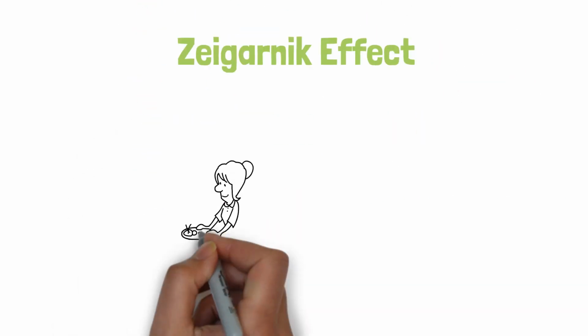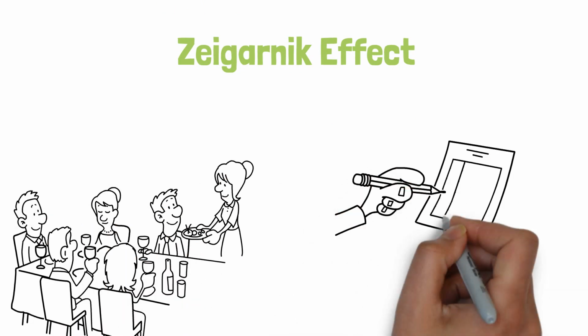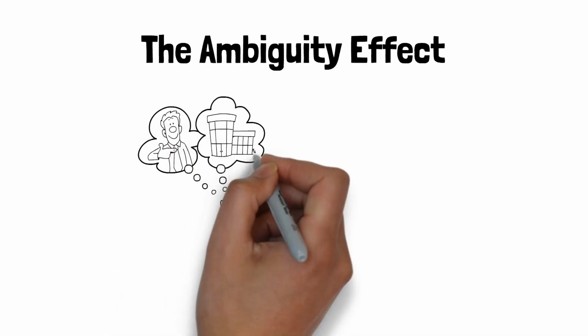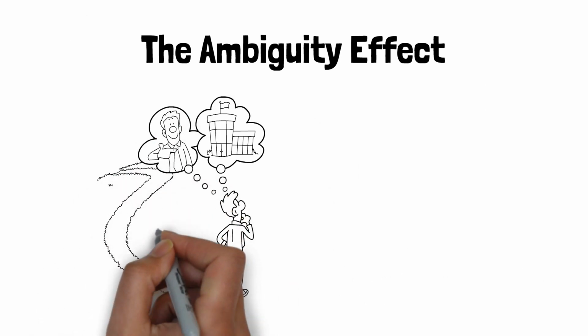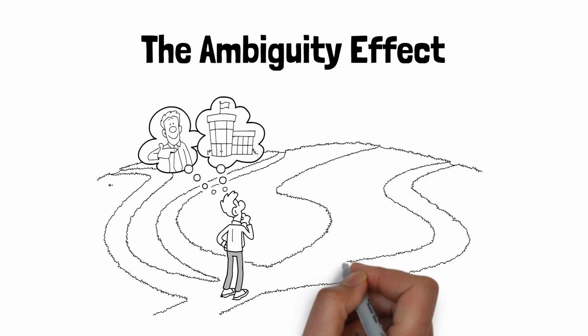The Zeigarnik effect. The Zeigarnik effect is remembering uncompleted tasks better than completed ones. Planning ahead and organizing tasks can help manage this bias. The ambiguity effect. The ambiguity effect is avoiding choices that are unclear, even if they might lead to better results. Assessing the risks and benefits of ambiguous options can lead to better decisions.